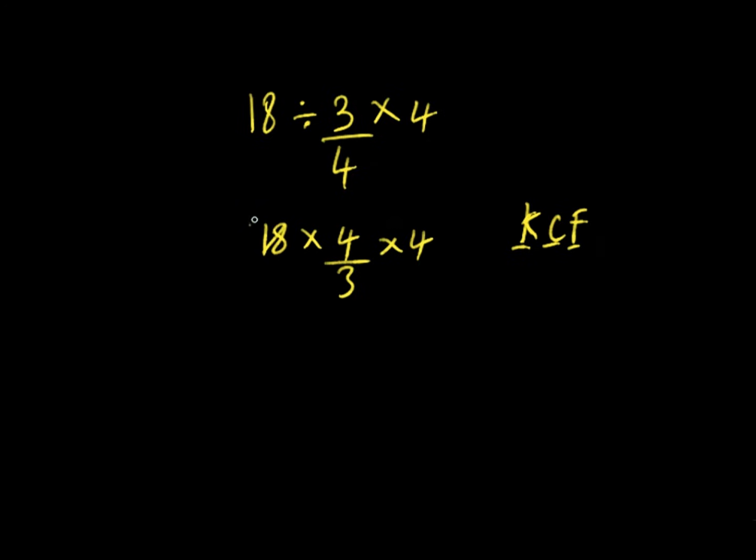3 into here will give us 6. 3 into here will give us 1. Then we are left with 6 times 4. 6 times 4 will give us 24. Then we have 24 times, which is this 4 over here. 24 times 4 will give us 96. 96 is the right answer to this question.